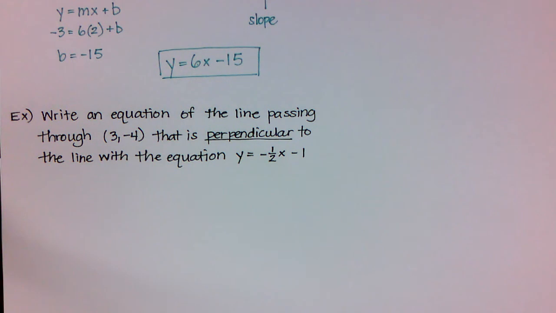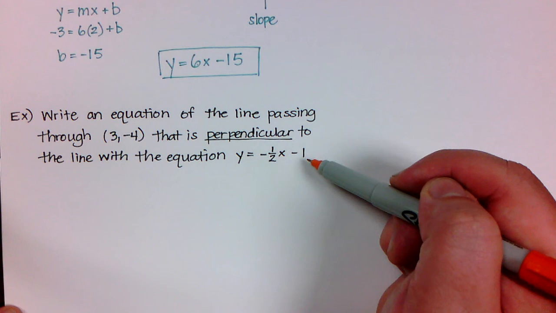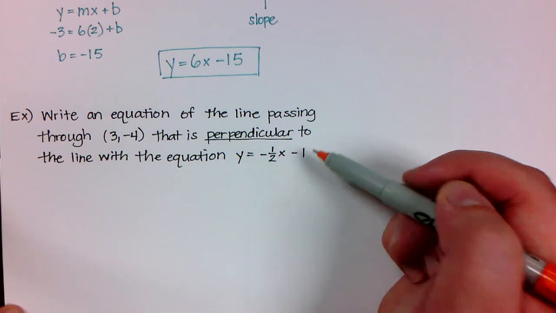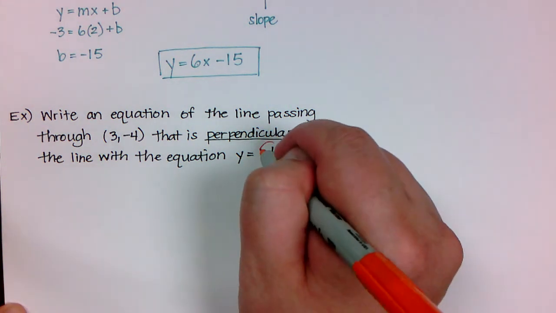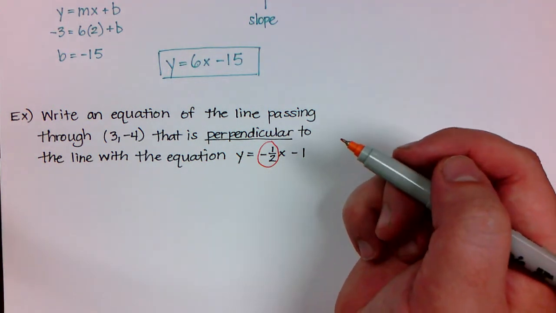This time it wants you to write an equation of the line passing through a new point. It is (3, -4), but this time the new line is perpendicular to this line below, the line with the equation y is equal to negative 1/2 x minus 1. So the original line has the slope negative 1/2. Okay.